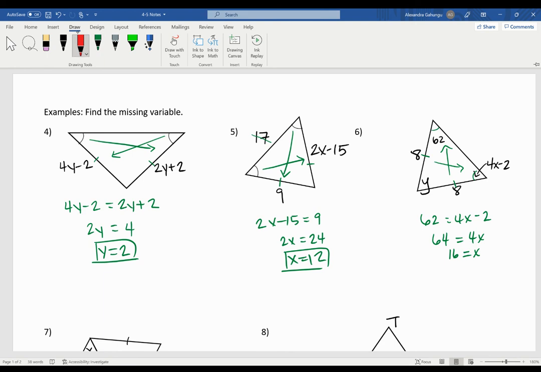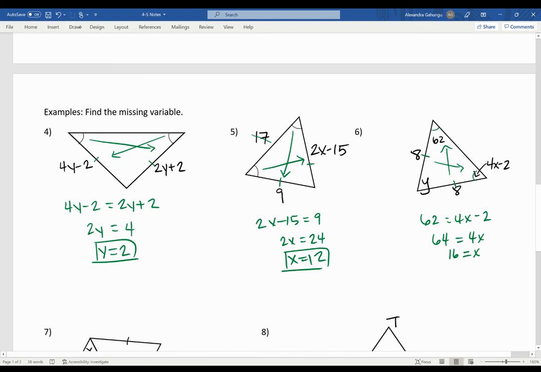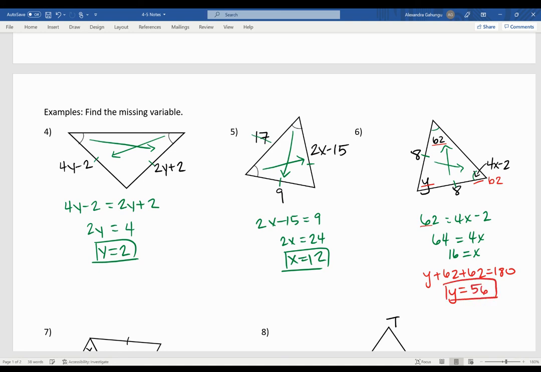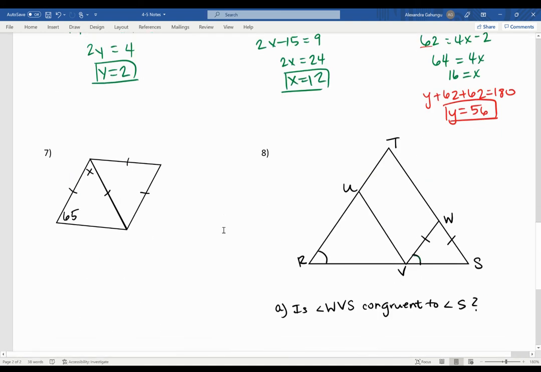Once I find x, that's when I'll find y, because y is related to all three of these angles. So this is actually 62. That's why I was able to set it equal. So then it's y plus 62 plus 62 degrees equals 180, because it's all three angles. It's like angle, angle, angle. So then y is going to be equal to 56. Plus 2.